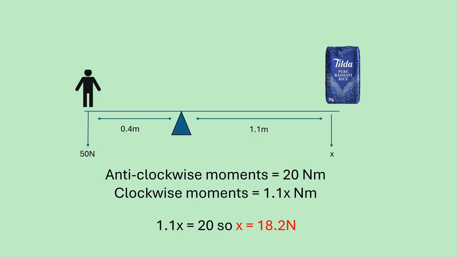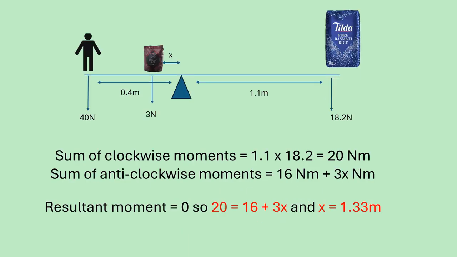So in the previous slide, we talked about sums of moments. Let's say you decide to cheat on your pure basmati rice date and you brought some Lidl deluxe basmati rice instead. You can collect all of the moments on one side and equate them to all the moments on the other side. So in this case, the clockwise moments all come out to 20 newton meters and the anti-clockwise moments come out to 16 plus 3x. Equate them together, solve, and you get x is equal to 1.33 meters.